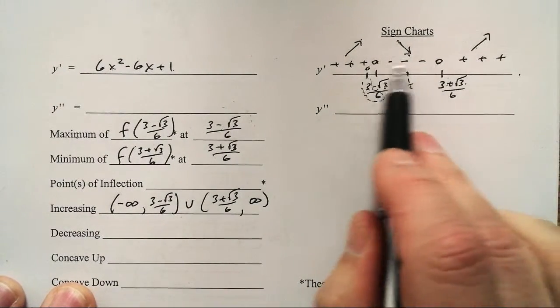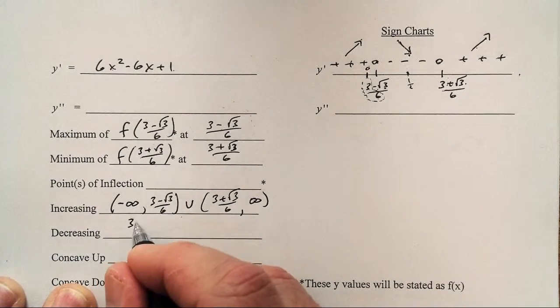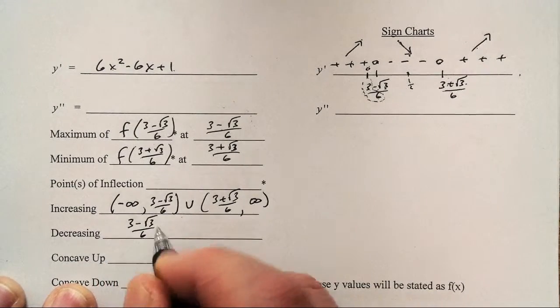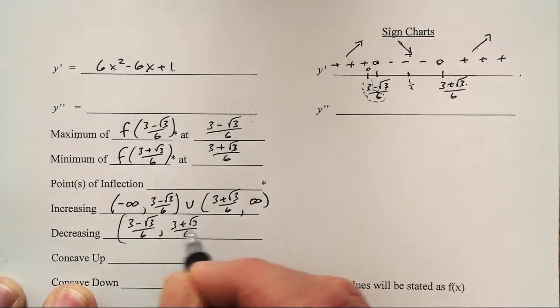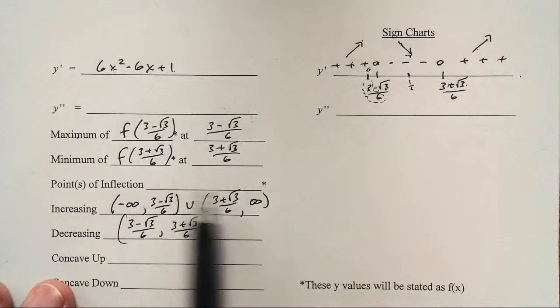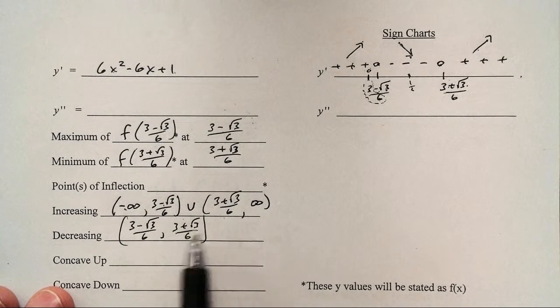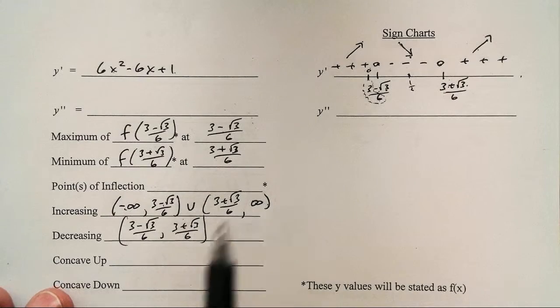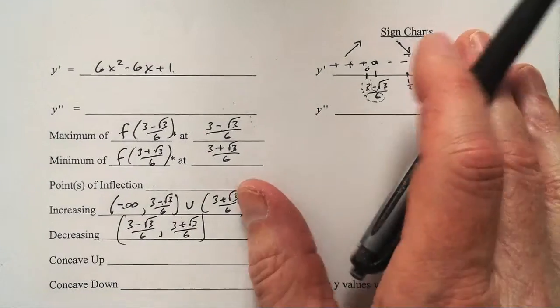Where does it decrease? On the inner interval. It decreases from 3 minus square root of 3 over 6 to 3 plus square root of 3 over 6. And you'll see the whole domain is covered. Negative infinity to here, here to there, and there to infinity. We got them all covered. And we are ready to take a look at the second derivative.